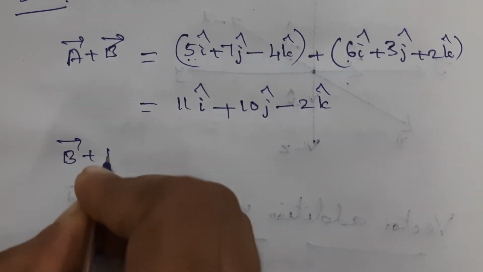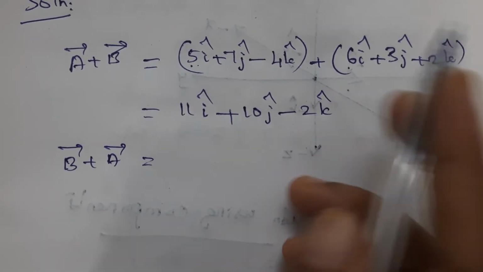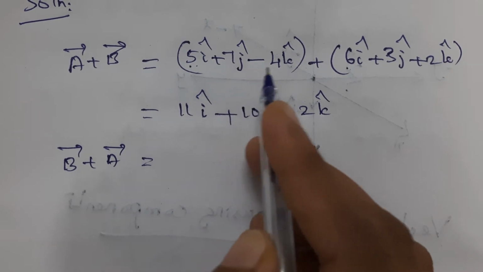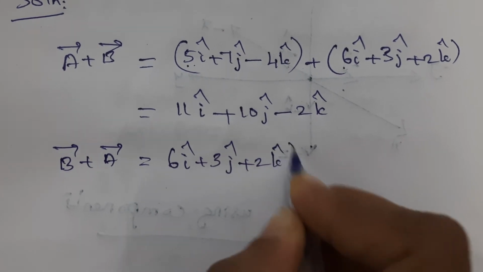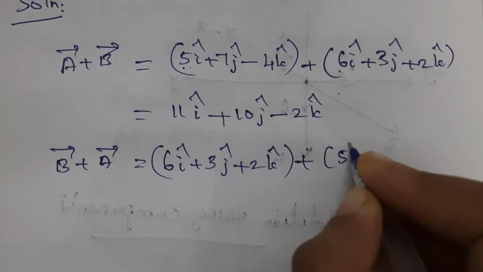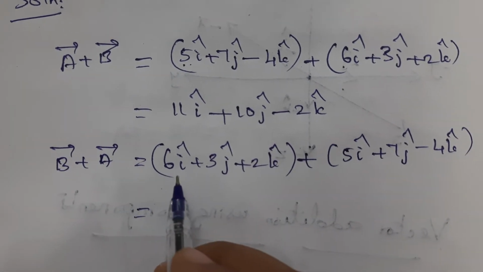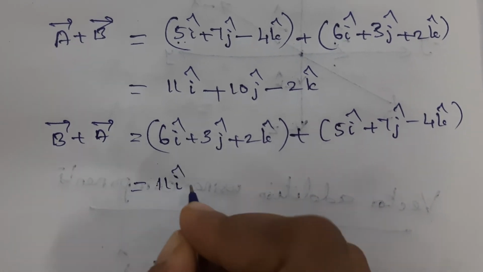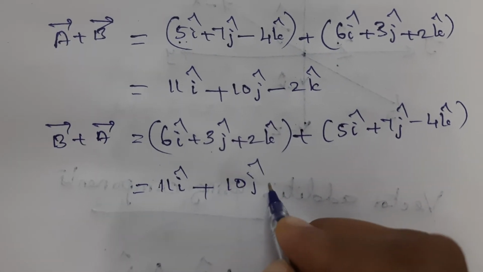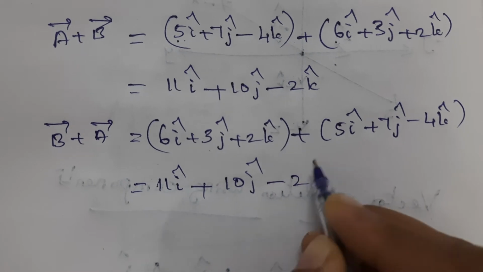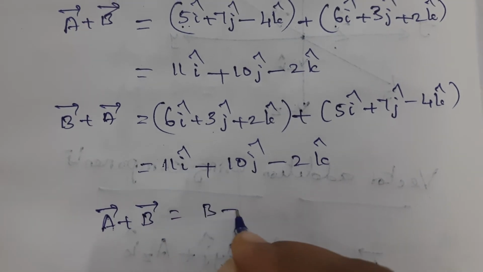Let's find b plus a, that is 6i cap plus 3j cap plus 2k cap plus 5i cap plus 7j cap minus 4k cap. Here also 6 plus 5, 11i cap, and 3 plus 7, 10j cap, 2 minus 4, minus 2k cap. So from this we can write a plus b equals b plus a.